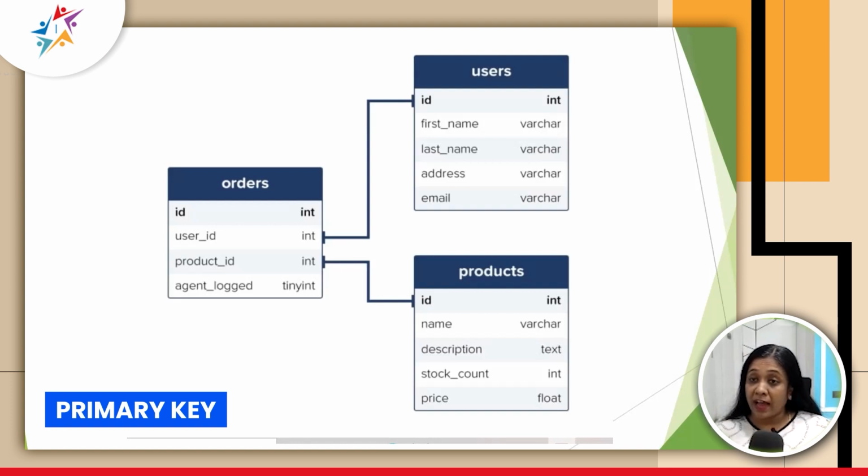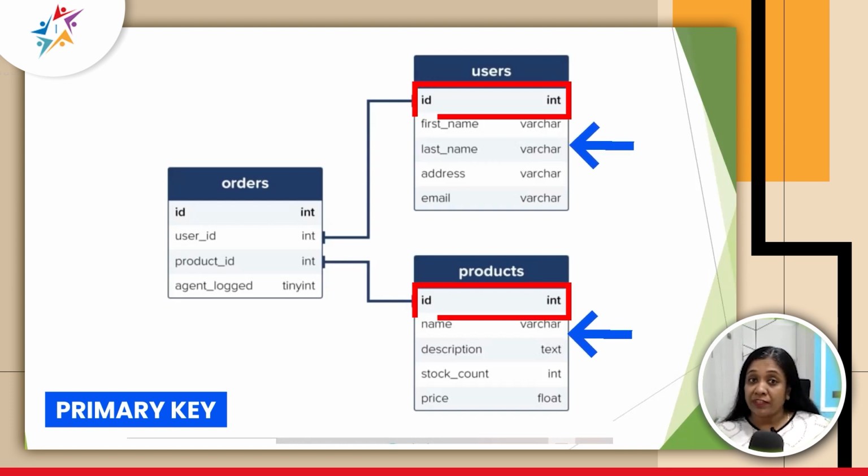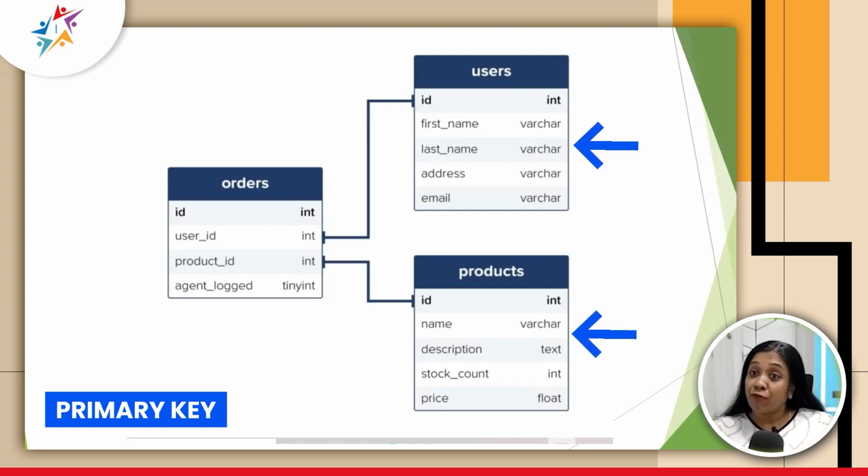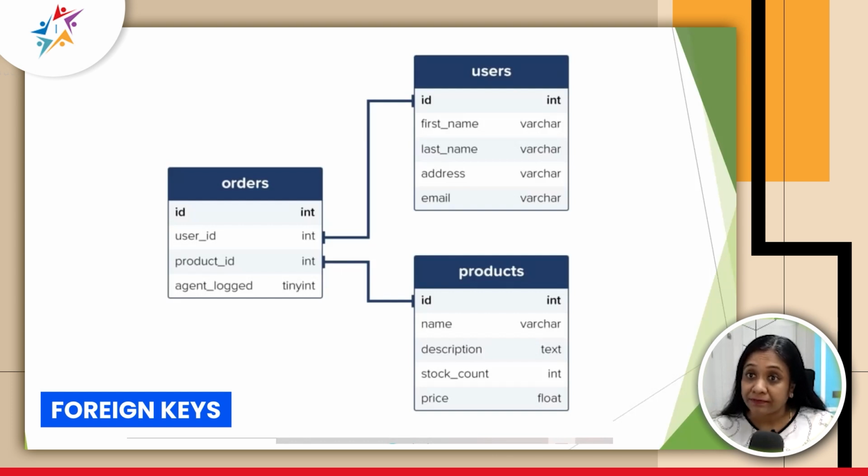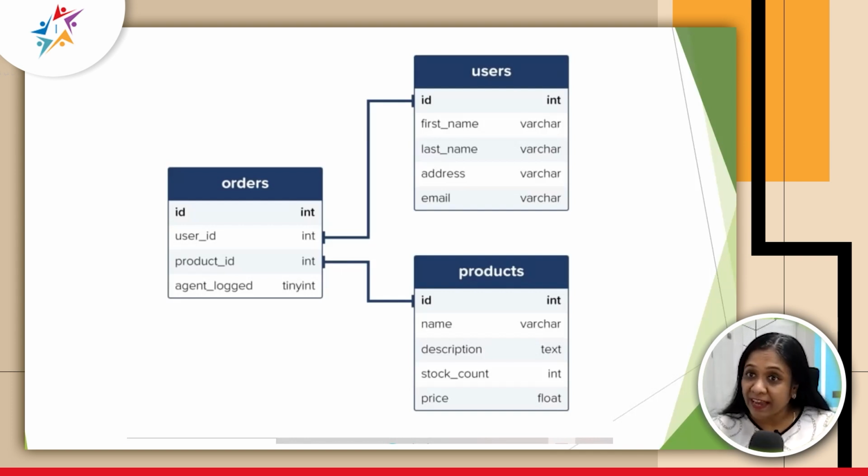Okay, so we have users and products tables with two primary keys. Now both of these, user ID as well as product ID, become foreign keys in the order table. So the order table has its own primary key called order ID, and user ID and product ID are foreign keys in this table. It's called a foreign key when it is an ID coming from a different table. So this is how you understand relationships between tables in a database.